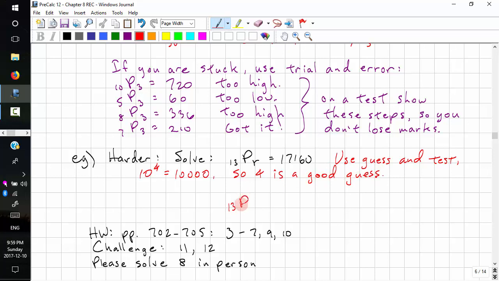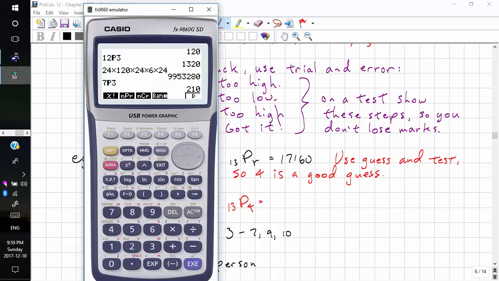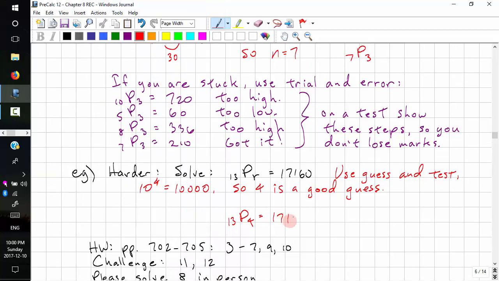So 13 pick 4. 13 pick 4 is the exact number we're looking for. And that completes this lesson.